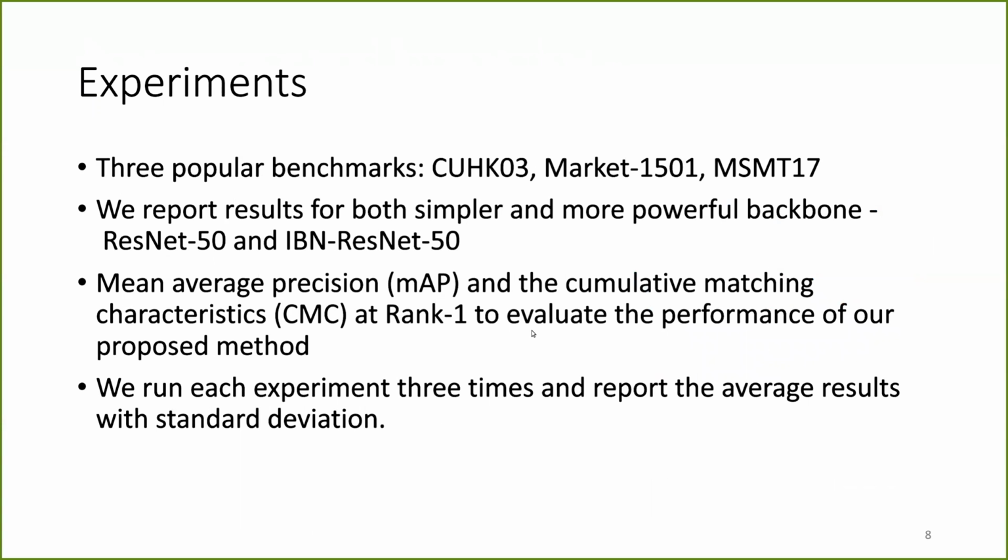Okay, so with this architecture, we perform some experiments on three popular benchmarks, CUHK03, Market 1501, and MSMT17, and CUHK is split into labeled and detected. We use two different backbones, a simpler backbone and a more powerful backbone, the ResNet 50 and the ResNet 50 IBN. In terms of metrics, we use mean average precision, and also rank 1, as is typical. And we run our experiments 3 times and report the average results.